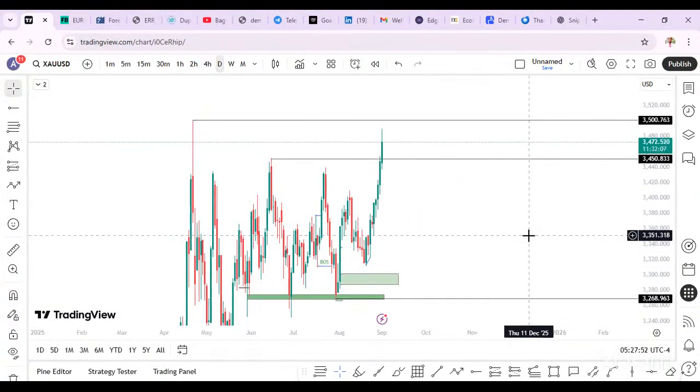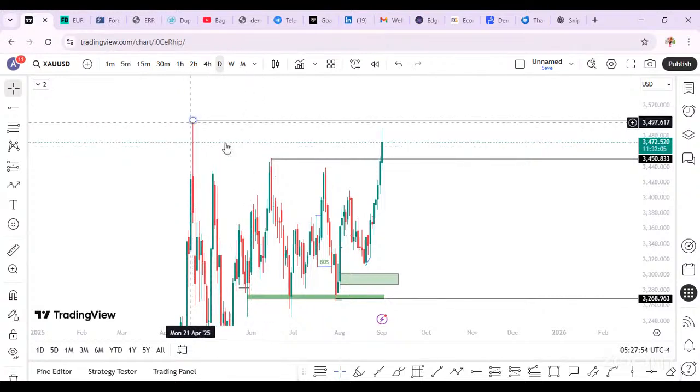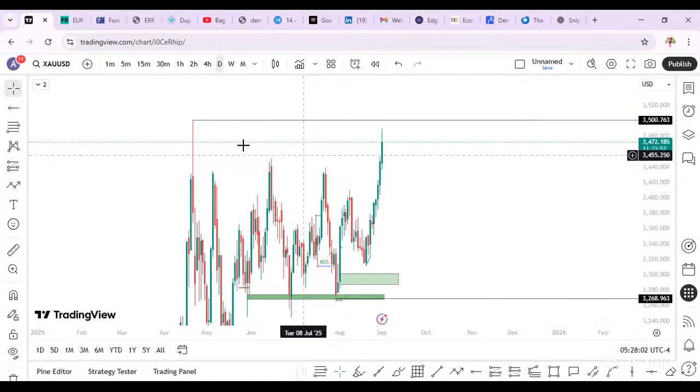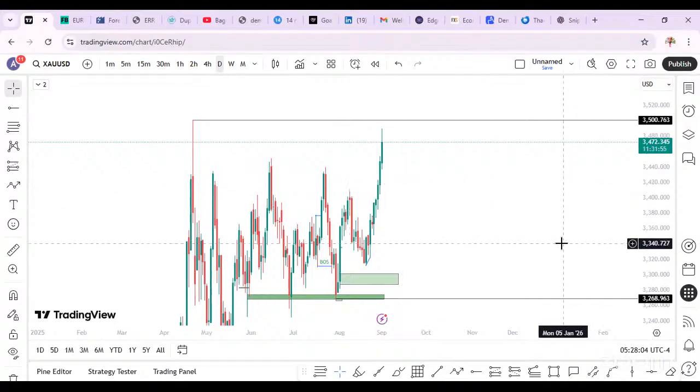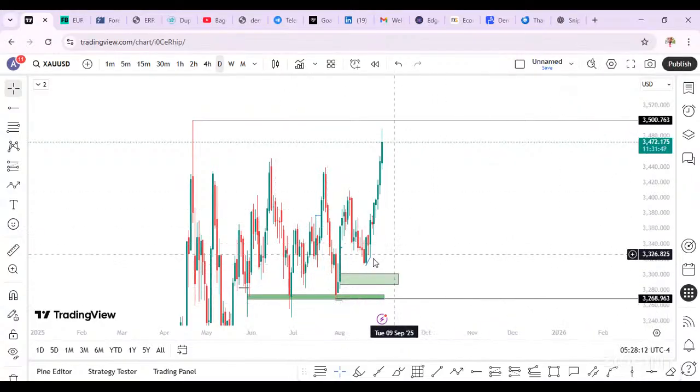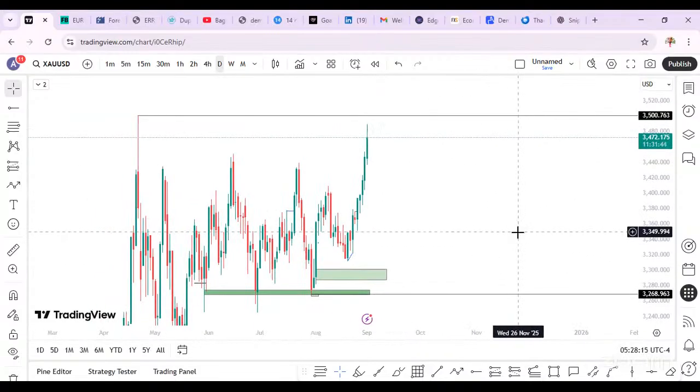I was looking at now, 3,500 is a psychological number. 3,500 is a psychological number and an all-time high on gold. Wow, this is a massive movement on gold. So here, a couple of things can happen.